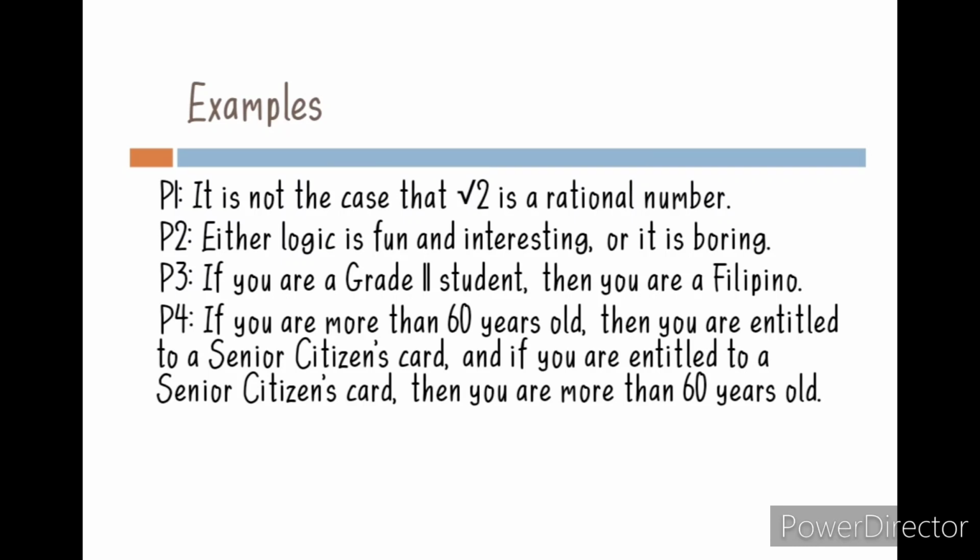Let's have some examples from above. First is the proposition P sub 1. It is not the case that square root of 2 is a rational number. P sub 2, either logic is fun and interesting or it is boring. P sub 3, if you are a grade 11 student, then you are a Filipino. P sub 4, if you are more than 60 years old, then you are entitled to a senior citizen's card. And if you are entitled to a senior citizen's card, then you are more than 60 years old.